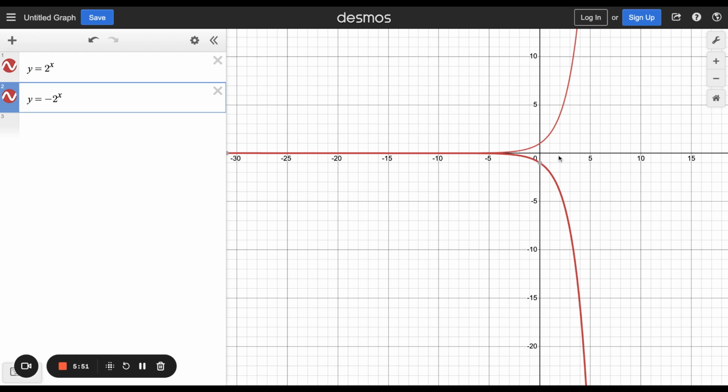All right, so it does have a horizontal asymptote, which is the x-axis, and the equation of that line can be written as y equals 0. And as you can see, we can say the significant features of this curve are the same.